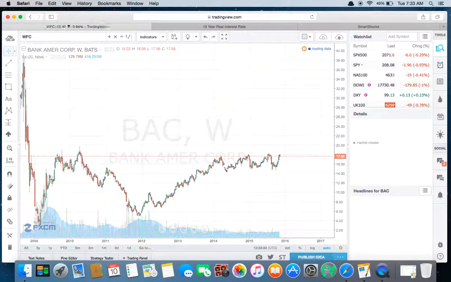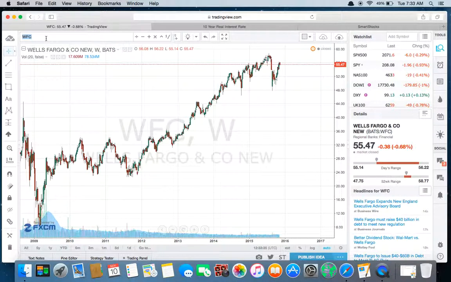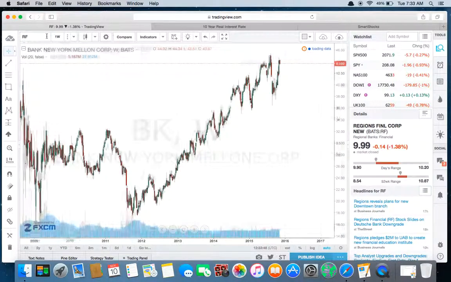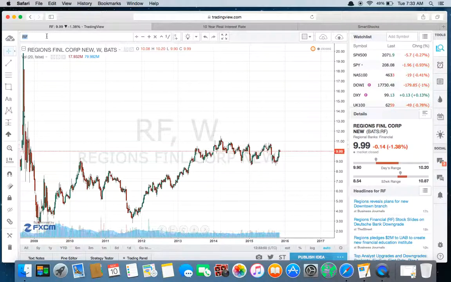But personally, if you're looking at a big cap name, I would look at Wells Fargo, who also has exposure to the consumer, or my favorite, BK, which is Bank of New York Mellon. You could also look at some of the regionals, such as Regions Financial, Ozark Bank, and whatnot, as alternatives.